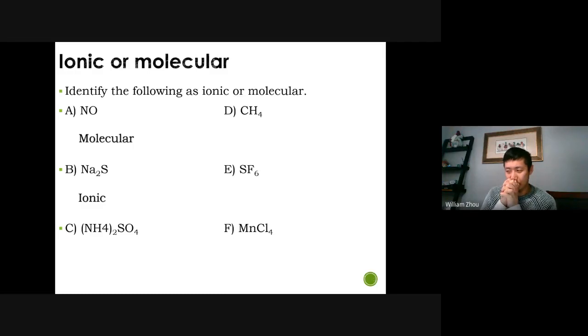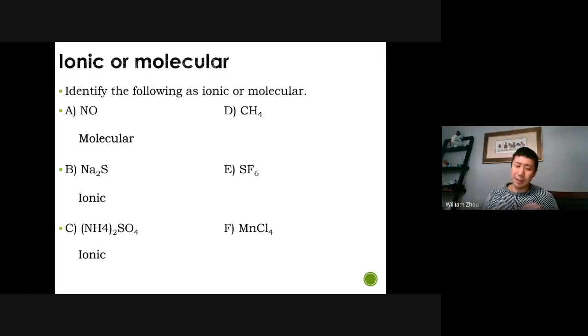Okay, a lot of people are saying molecular. Right? Because look, you don't see any metals in there, do you? Everybody's a nonmetal. So this must mean that it is molecular. No, it's ionic. Okay, here's where your knowledge of polyatomic ions comes in.